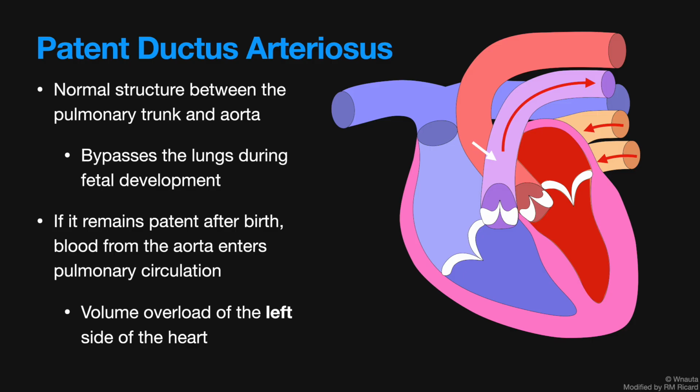It is a short connection between the pulmonary trunk and the aorta that also helps with bypassing the lungs. If it remains patent after birth, blood from the aorta enters the pulmonary circulation due to the higher pressure within the aorta. This results in volume overload of the left side of the heart, as that excess blood entering the lungs eventually works its way back to the left side of the heart. This results in eccentric hypertrophy of the left atrium and ventricle.